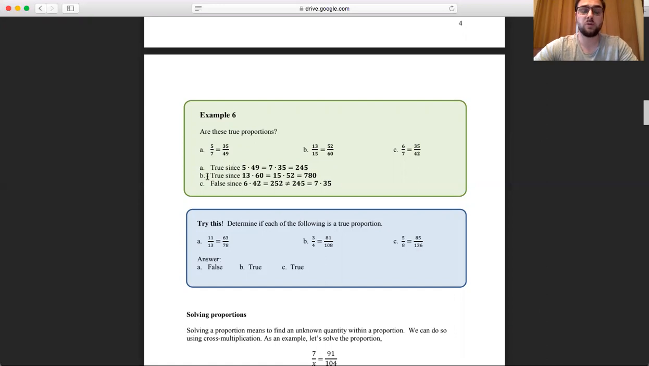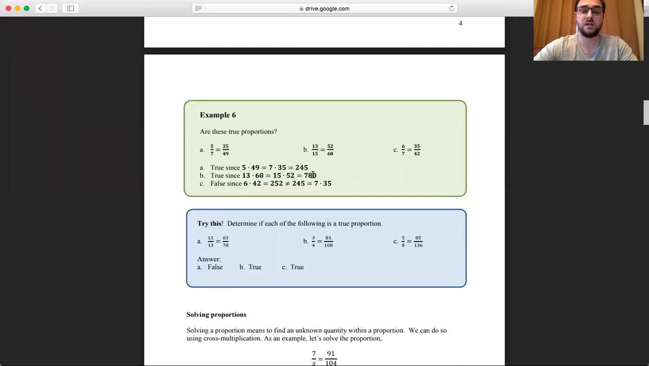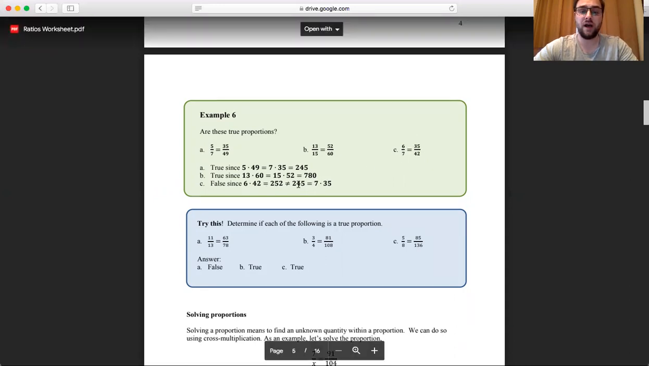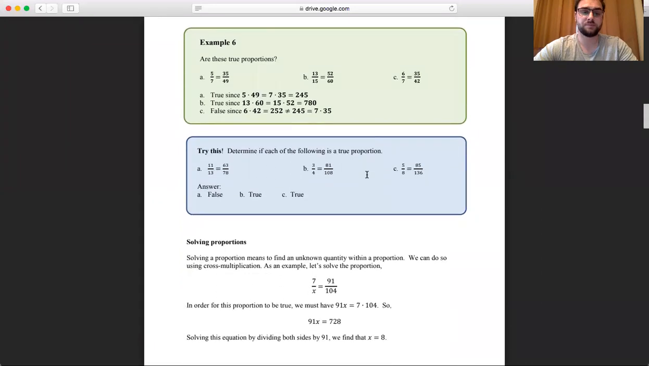Okay, same thing with B. 15 times 52, that gives us 780. 60 times 13 gives us 780. Is that proportional? Yes, because they equal out to each other. Now the last one, 6 times 42 equals 252. The other one, if you look, 7 times 35 is 245, just like we solved up here. So are they proportional? No, they would not be. We're going to practice a couple of those today as well.